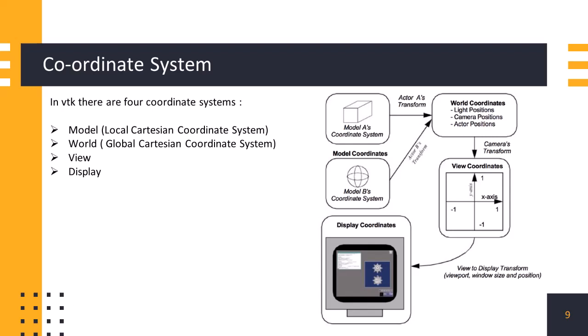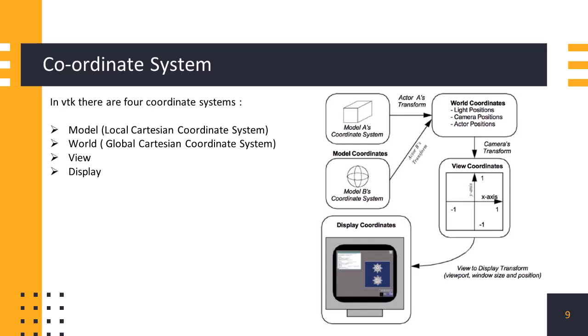World coordinate system is the global coordinate system that defines the overall space in which objects are placed and visualized. It is used for defining the absolute position of objects, cameras, and lights within the scene. The view coordinate system is used in rendering pipelines to map 3D coordinates to 2D screen coordinates for display.